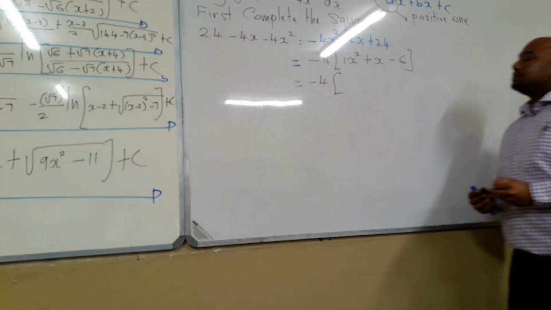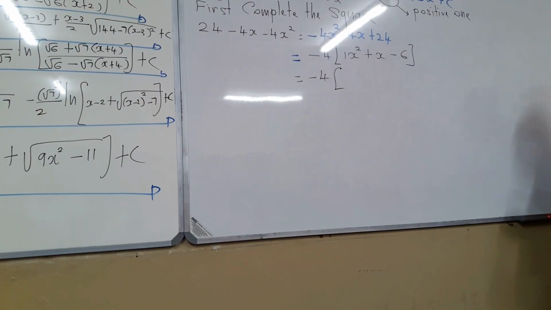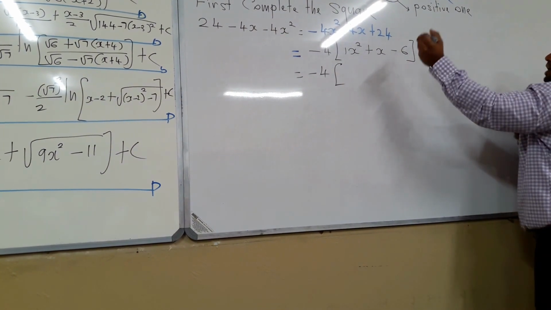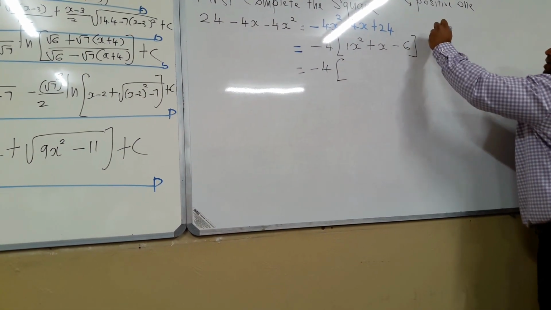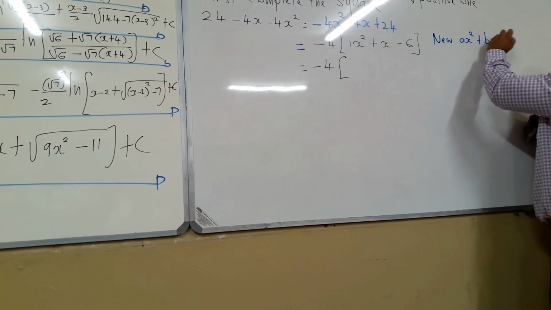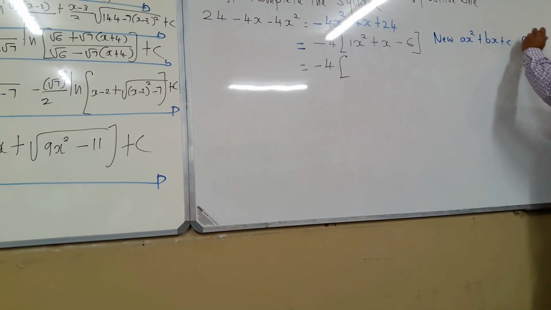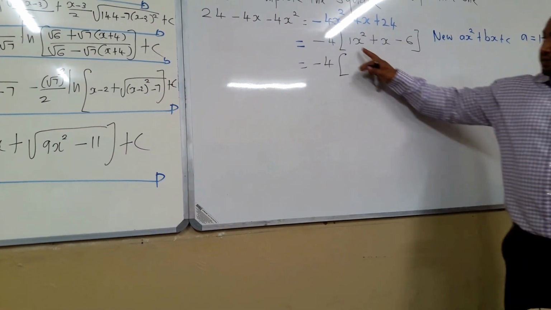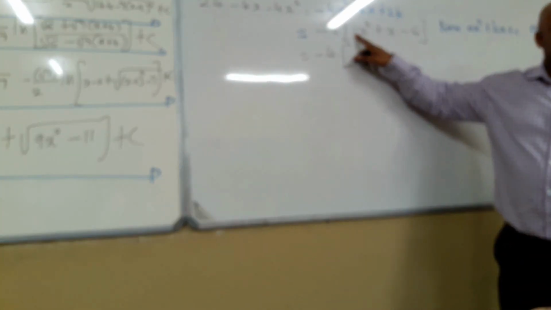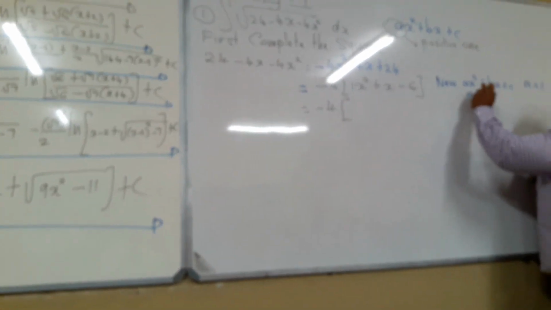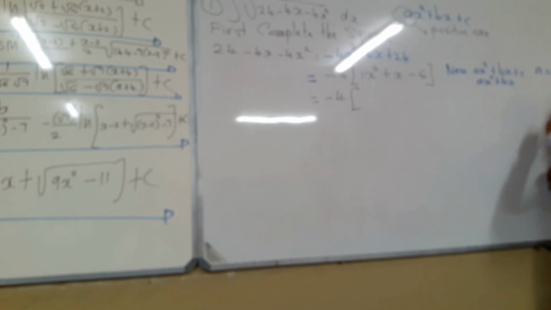Now, what do we do? This is now completing the square. How do we do this? We now have our new ax squared plus bx plus c, where a is a positive 1. At this stage, a must be a positive 1. So now we copy down ax squared plus bx, and we leave a space here and write down our plus c.